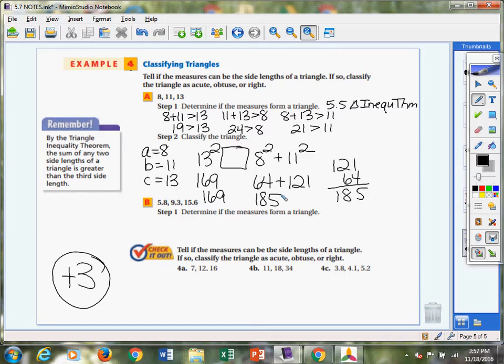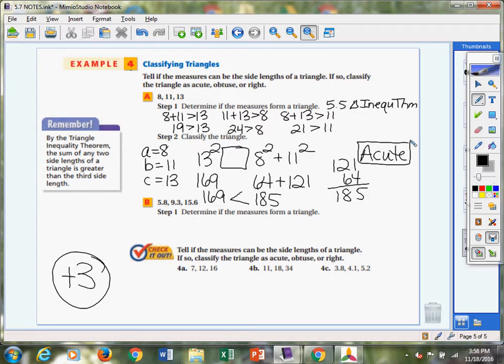So this is not a right triangle. 169 is smaller than 185. So when the square of your hypotenuse is smaller than the sum of the squares of your legs, then what you have is an acute triangle. And so that's the way we can classify it. Like, hey, the triangle is acute. We got it. Okay? That's what they're after.